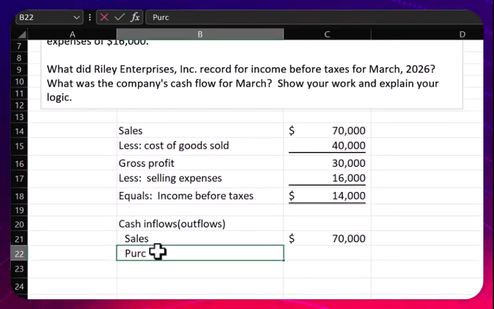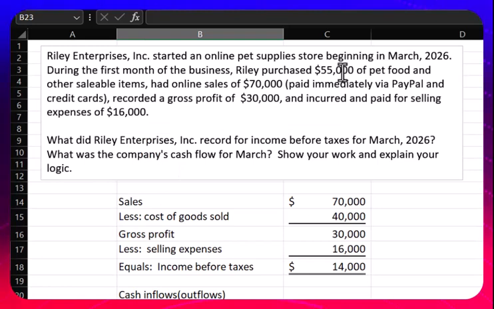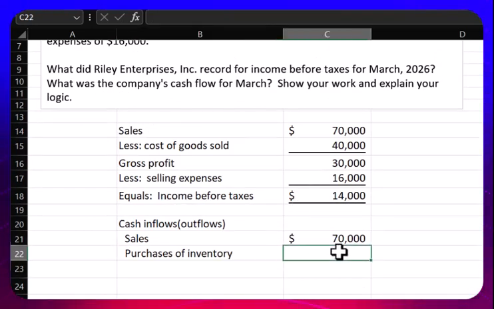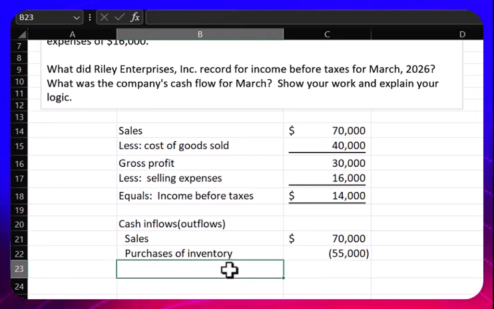And they had purchases of inventory. Now keep in mind here, we're not concerned with income, we're concerned with cash flow. So they purchased inventory items. I think it was $55,000. Let me slide up, $55,000. And that would be negative, a cash outflow. We're showing inflows as positive numbers, outflows as negative numbers.